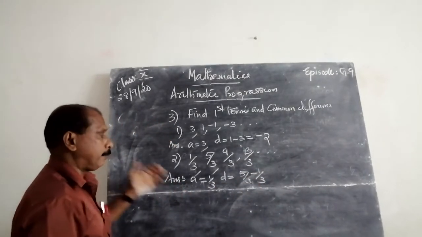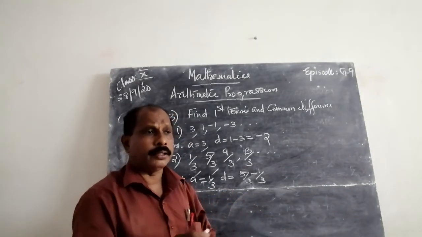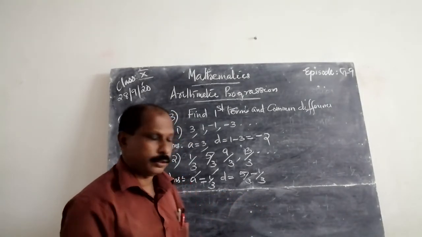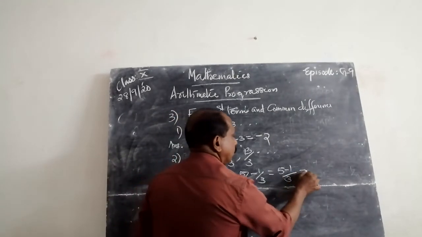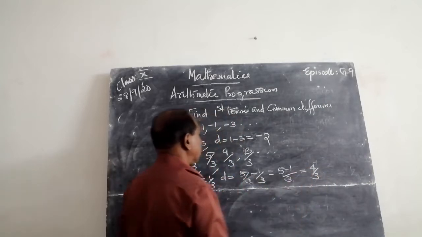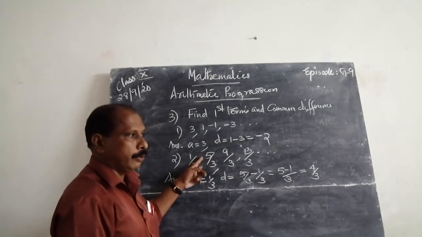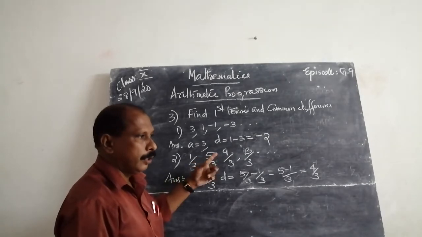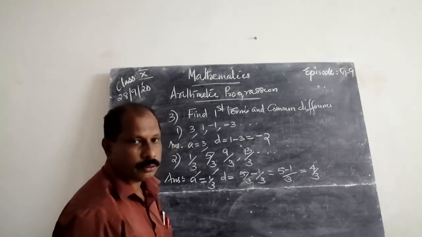For the subtraction of two fractions, when the denominators are the same, take the LCM and subtract or add the numerators. That is 5 minus 1 by 3, which is equal to 4 by 3. That is the common number. So 1 by 3 plus 4 by 3 is 5 by 3, 5 by 3 plus 4 by 3 is 9 by 3, 9 by 3 plus 4 by 3 is 13 by 3. Okay, clear?